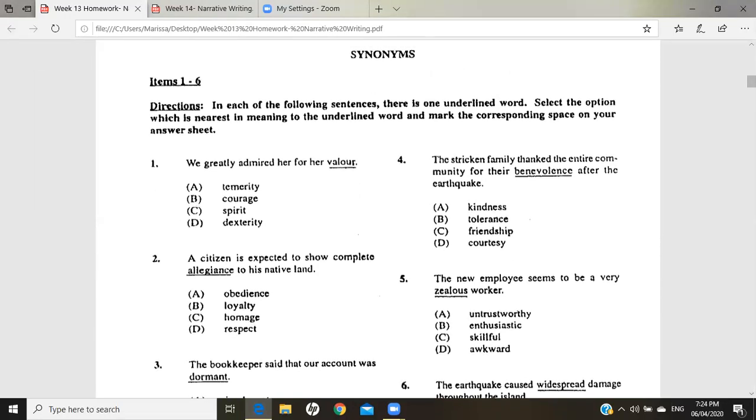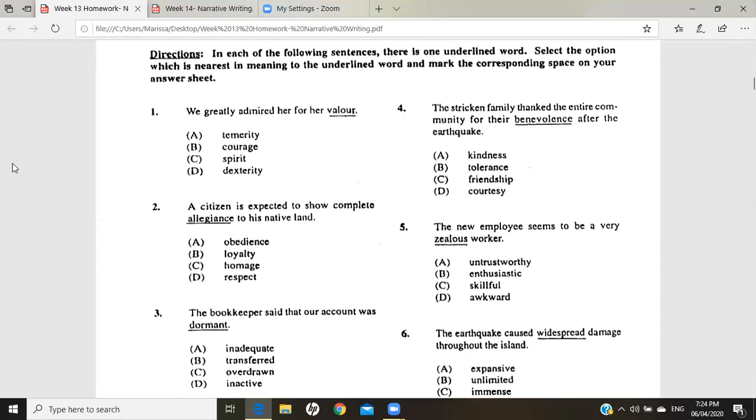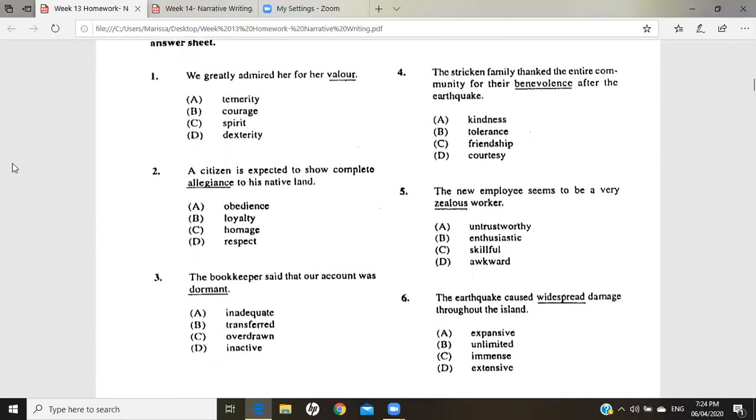So this is a synonym section where in each of the following sentences, there is one underlined word, and you have to select the option which is nearest in meaning to the underlined word, and mark it on a corresponding answer sheet. So in this case, you're just writing the answers in the book, right? We're looking for a word that is similar in meaning to the underlined word. Okay. So number 1. We greatly admire her for her valor. I think is B, courage. Yes, 1 is B, courage.